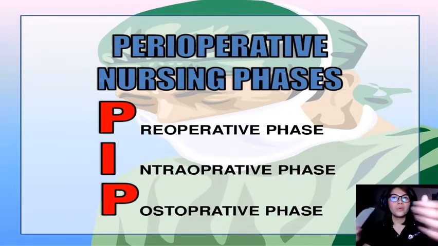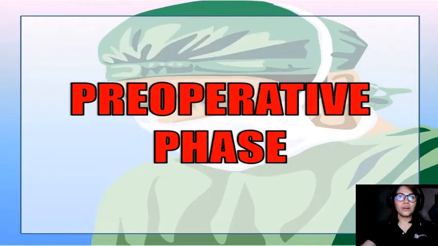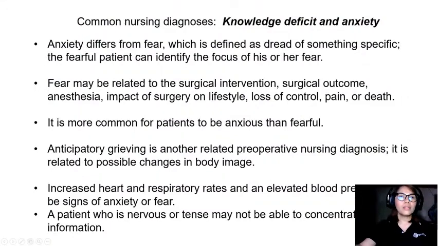Okay, so now we're on the three phases of perioperative nursing. We have the pre-op, intra-op, and post-operative phase. Now let us start with the preoperative phase. This is the first phase of your perioperative nursing. Let us tackle first what are the common nursing diagnoses in this phase. So we have knowledge deficit and anxiety.